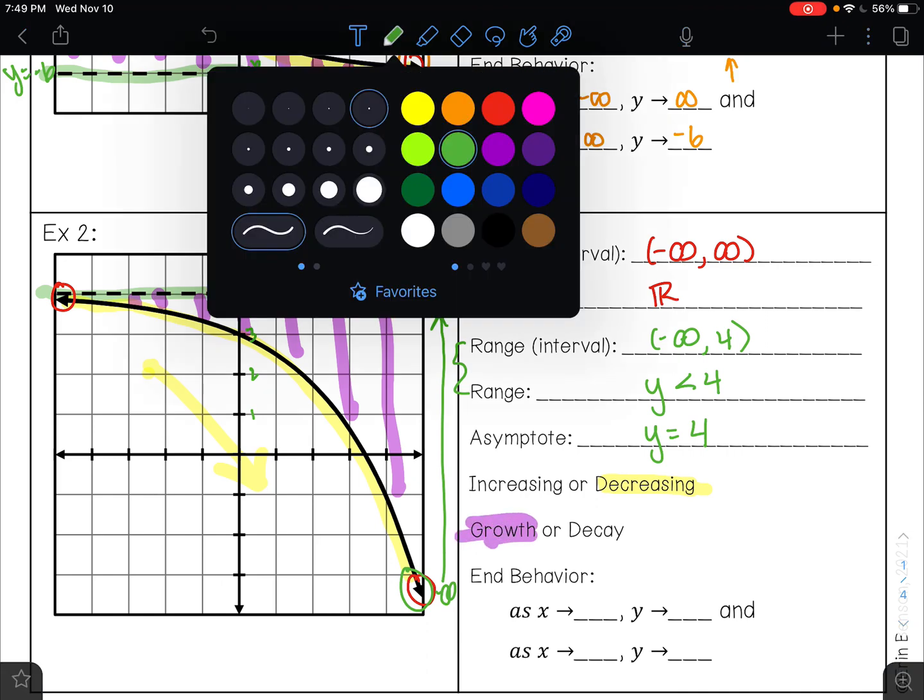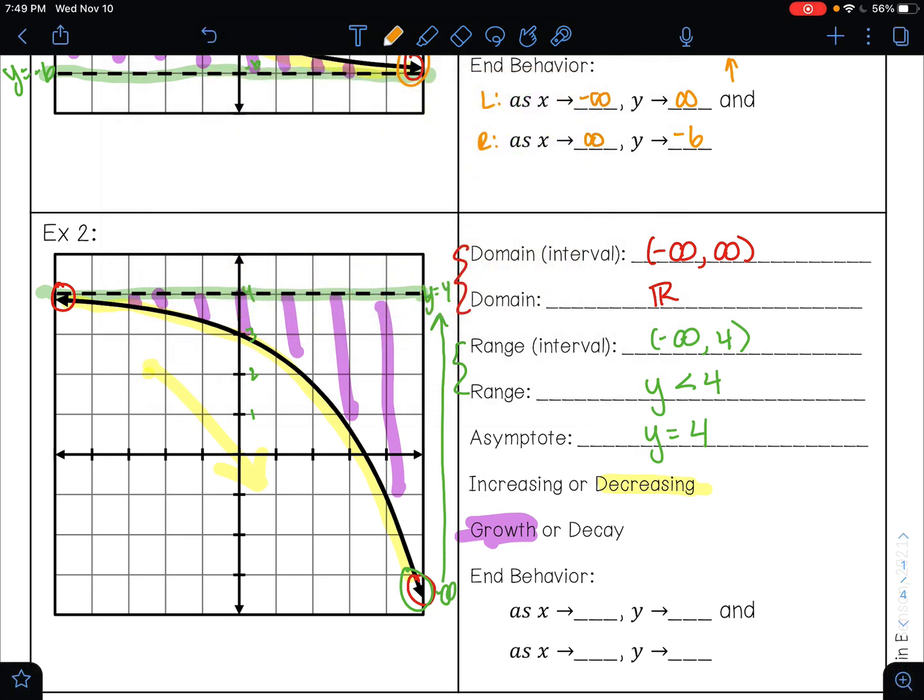For my end behavior, as x approaches negative infinity, this is telling me to look at the left side of my graph. The left side of my graph is on my asymptote. My asymptote is at 4. As x approaches positive infinity, this is telling me to look at the right side of my graph. The right side of my graph is pointing down, so that is going to negative infinity.